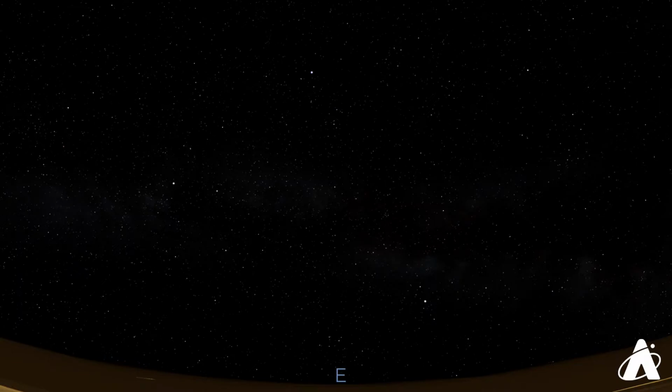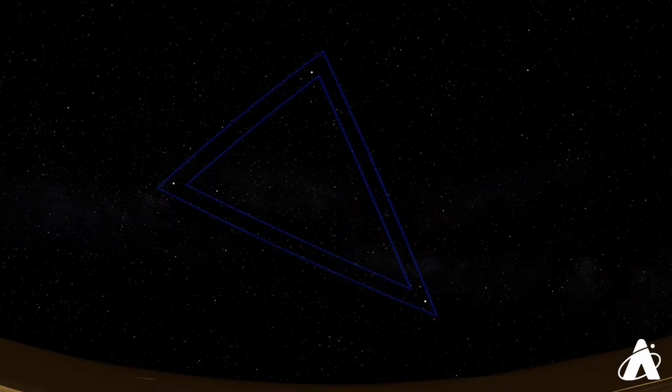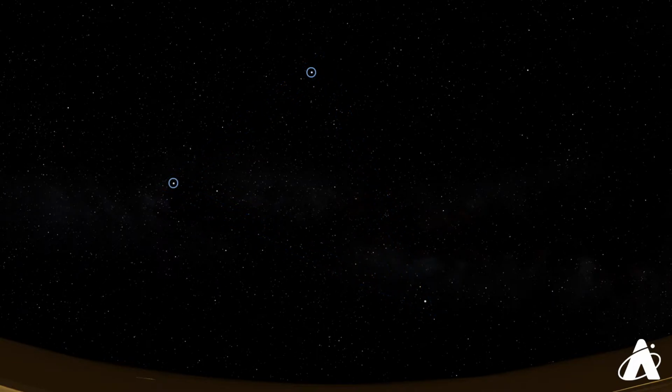If you look east tonight, about an hour after sunset, you'll see three bright stars in the shape of a large isosceles triangle. Highest above the horizon at this hour will be Vega. Below it and to the left is Deneb, and to the right is Altair.